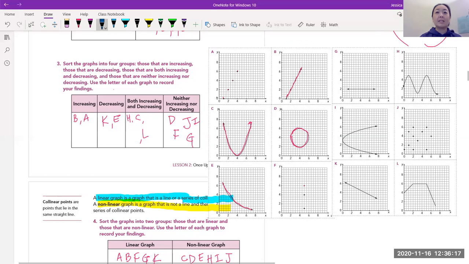Okay, so is it increasing? If you look at A, is it increasing from left to right? Yeah, increasing. And we'll look at B. Yep, totally increasing, right? Anything else just increasing? No, it's just A and B. And decreasing, we only had the two. We had E and K.